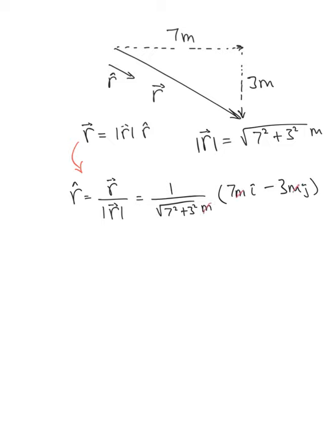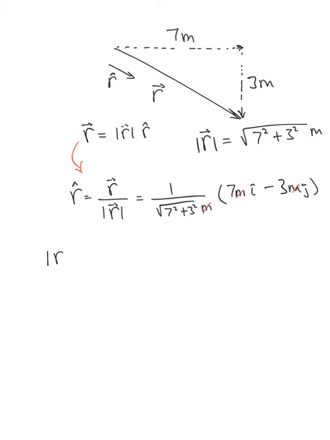And notice that I have meters on the bottom and each term on the top has meters. So I have lost the units for my r hat, which is one of the requirements to be a unit vector. The other requirement is that it has a length of 1. So let's find the magnitude of this r hat vector.